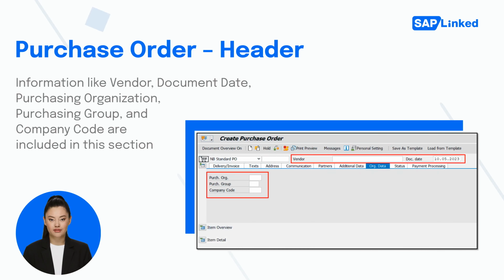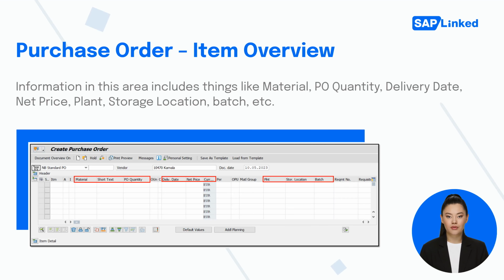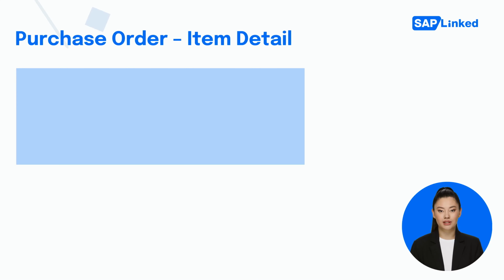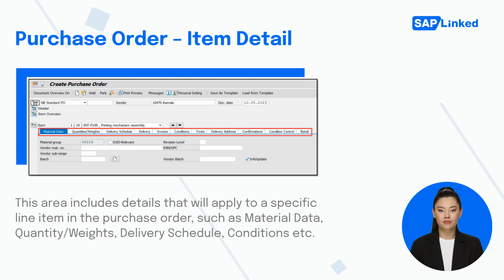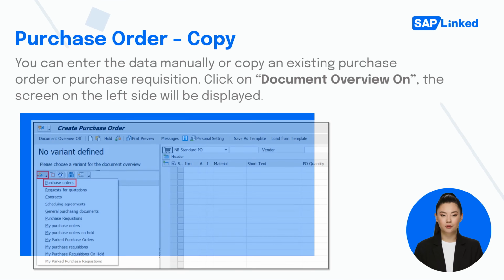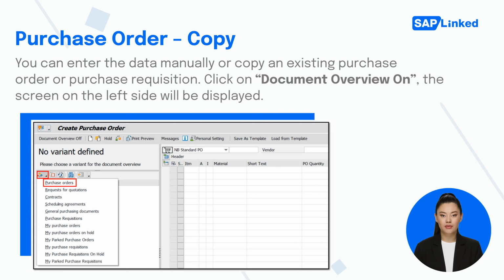Information like vendor, document date, purchasing organization, purchasing group, and company code is included in the Purchase Order Header section. Information in Item Overview includes things like material, PO quantity, delivery date, net price, plant, storage location, batch, etc. The Item Details area includes information that will apply to a specific line item in the purchase order, such as material data, quantity/weights, delivery schedule, conditions, etc. You can enter the data manually or copy an existing purchase order or purchase requisition.